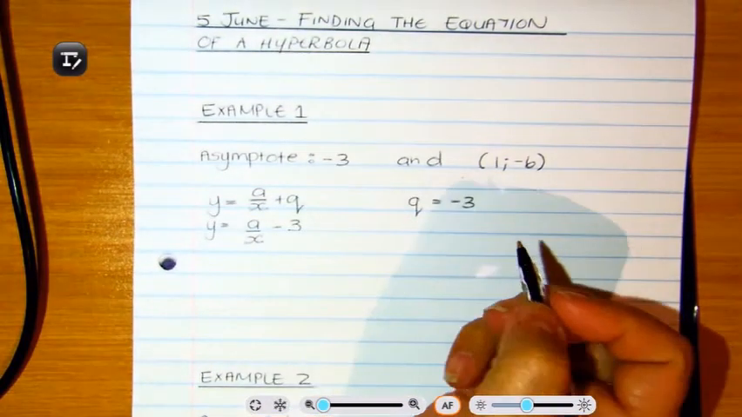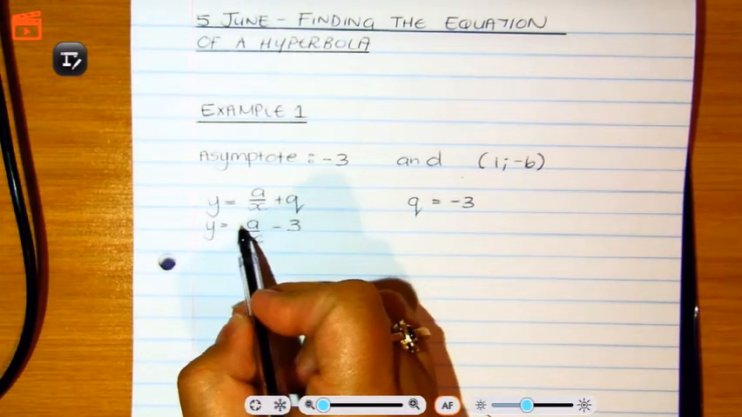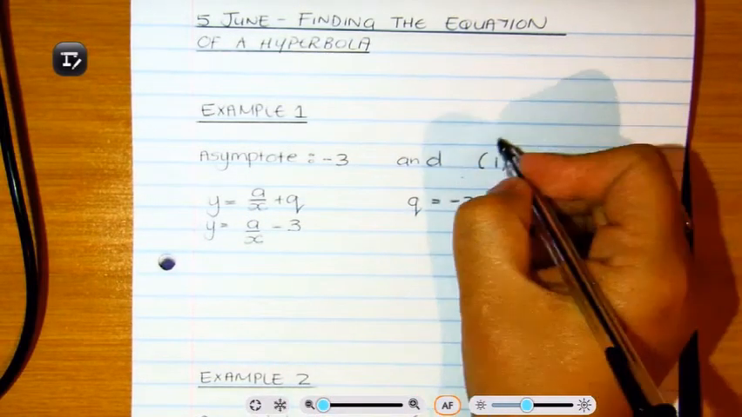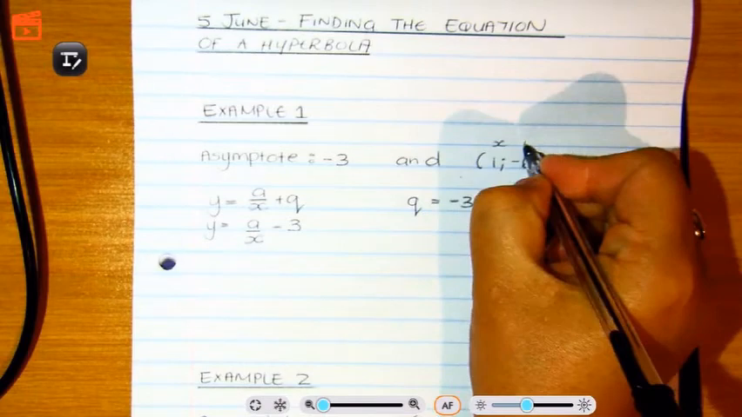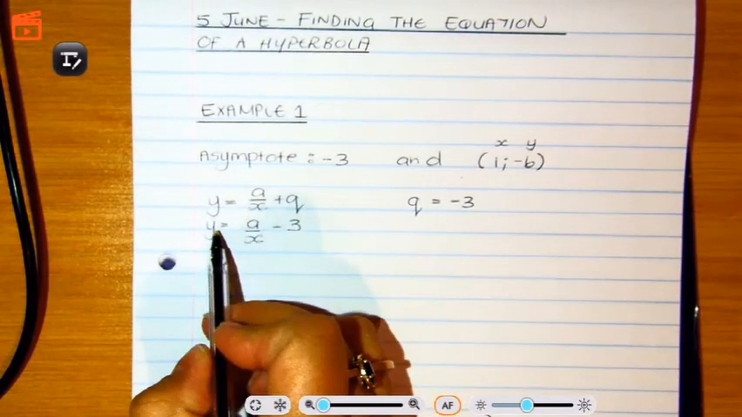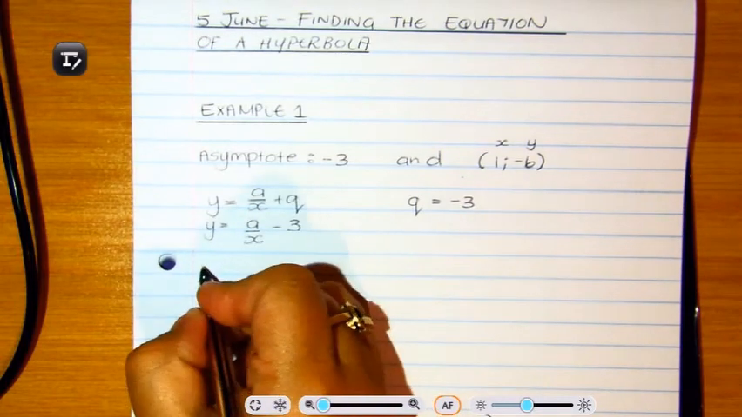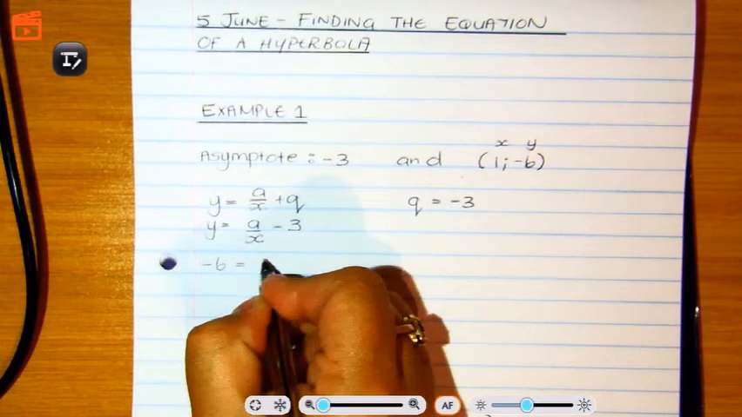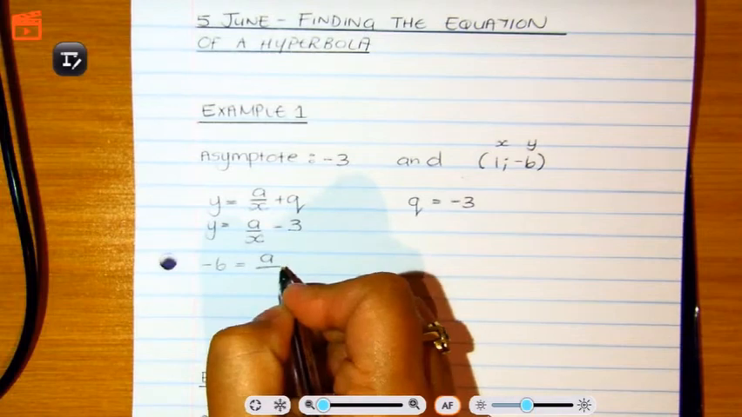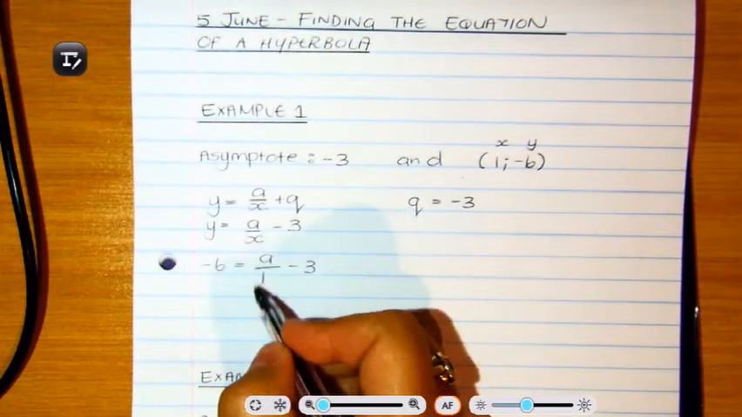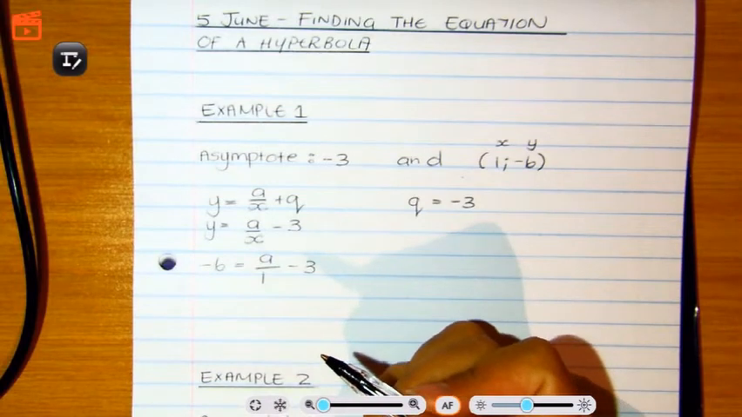And now what I want to do is find the value of a. So I'm going to substitute in this coordinate. I've got the x value and I've got the y value, and I'm going to replace that x and that y with the coordinate. So my y value is negative 6 is equal to a over the x value, which is 1 minus 3. And we know that anything over 1 stays the same, so it's quite a nice easy one.